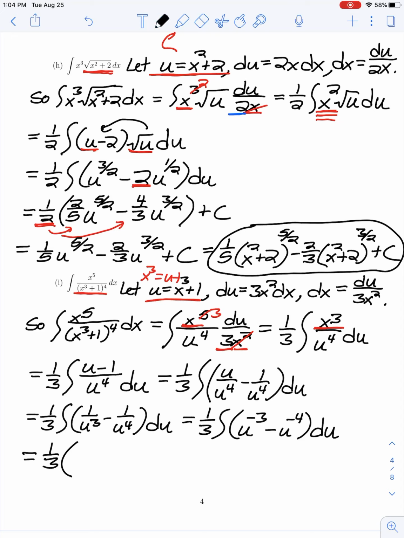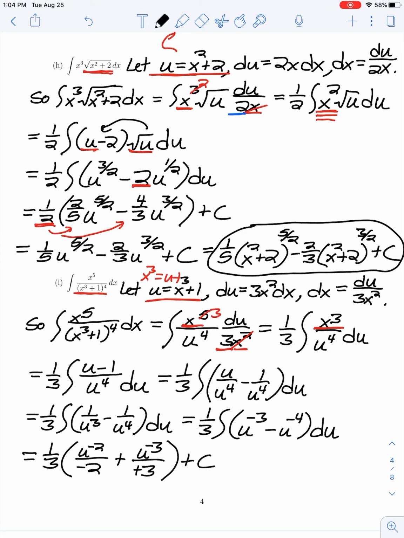So let me rewrite this a little bit. And then the antiderivative of u to the negative fourth would be u to the negative third divided by negative 3. But since we were subtracting that term, these two negatives are going to cancel. We'll have a positive u to the negative third over 3 plus a constant c.